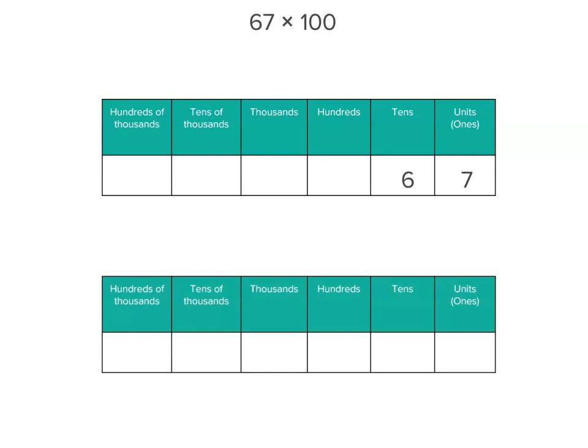Let's do one more. If we've got 67 times 100, remember there's two zeros there, and that means it's 10 times 10, 10 to the power of 2. 67 times 100, we can move each digit 2 places to the left. So our 6 goes from the tens to the thousands place, our 7 goes from the units to the hundreds place, and then of course we need 2 0 placeholders. So 67 times 100 is 6,700.